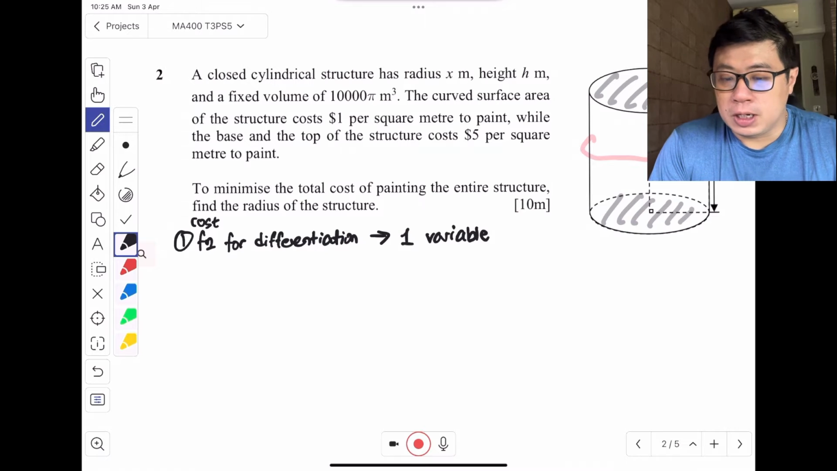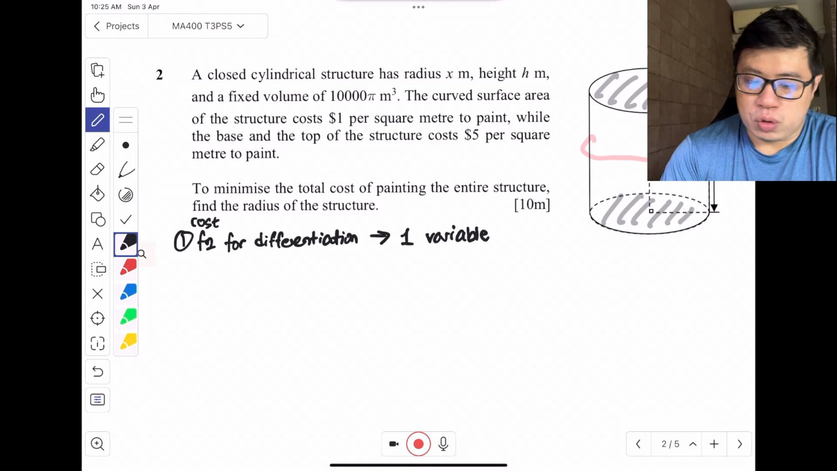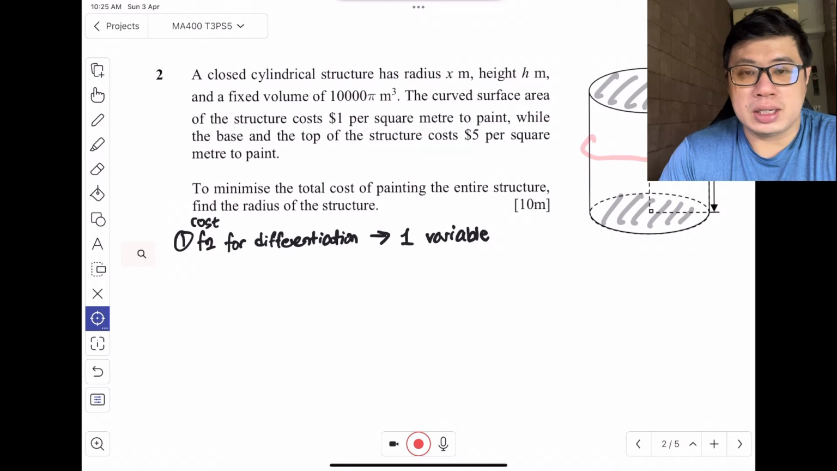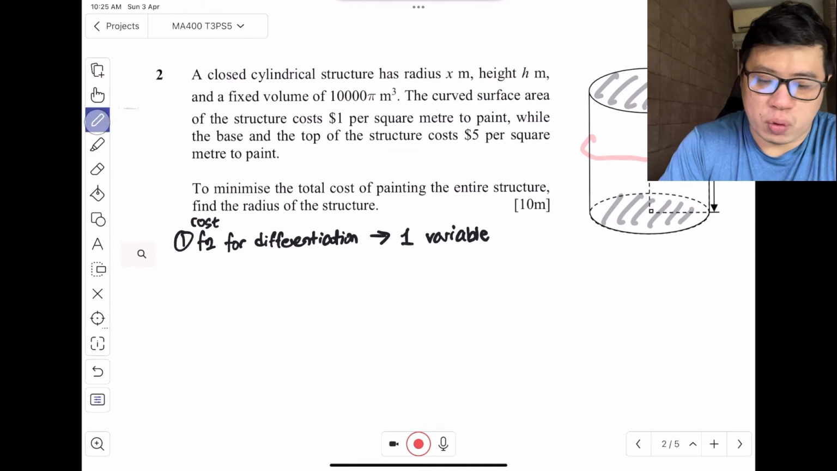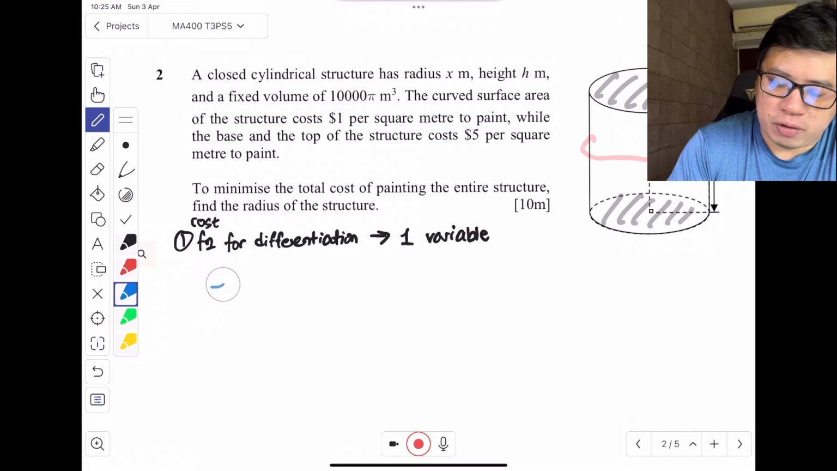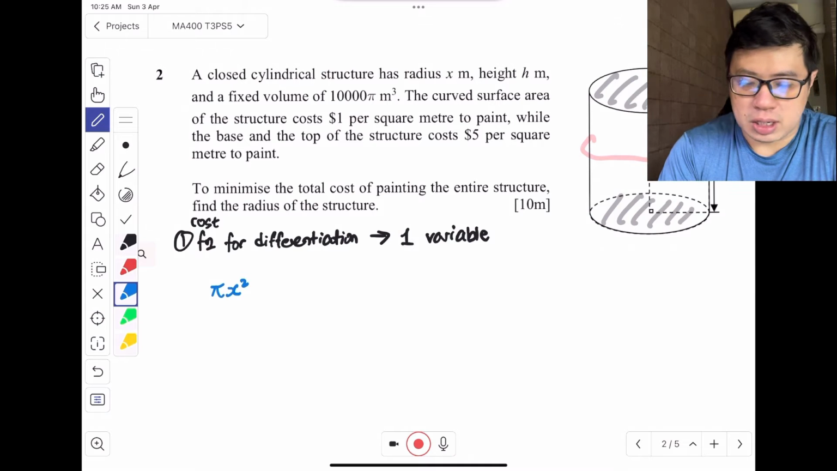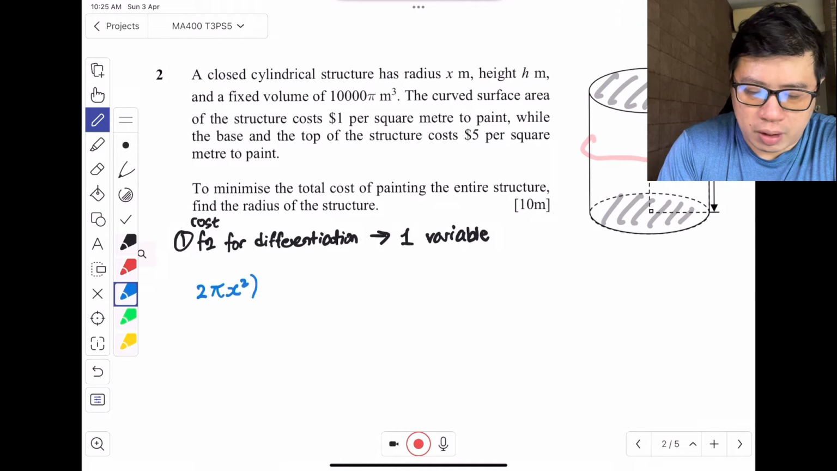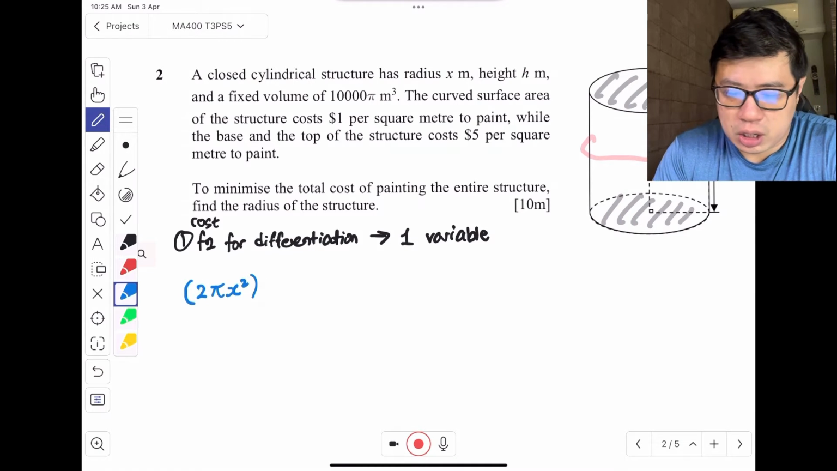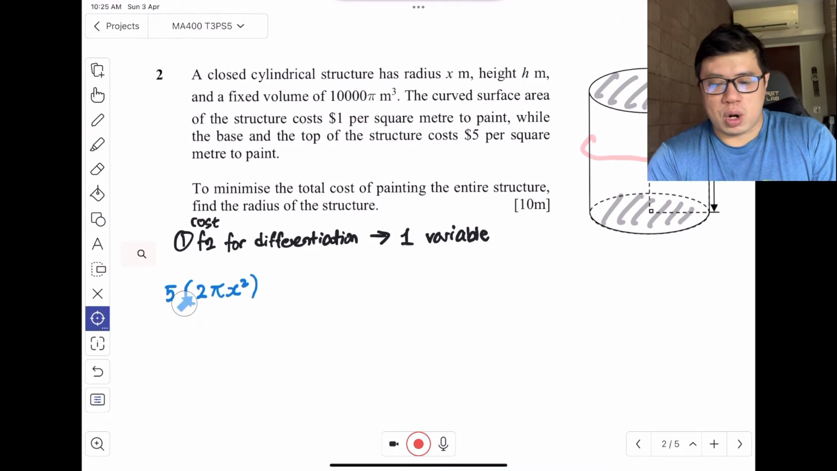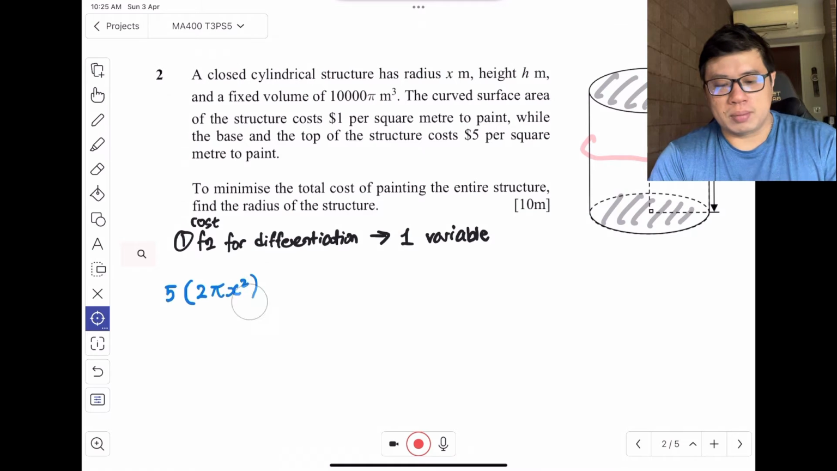First of all, the top and the bottom area is pi x squared, because it's just the area of a circle. There are two of them, one at the top and the bottom, so I'm going to multiply by 2, and this area costs me $5 per square meter. So this is the cost for painting the top and the bottom.